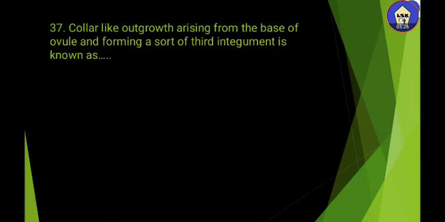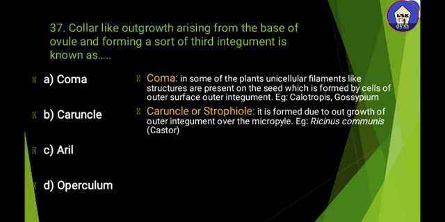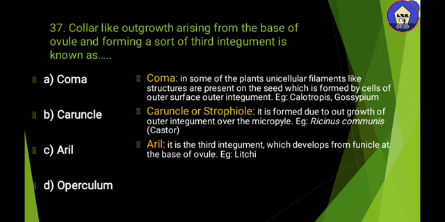Question number 37. Collar-like outgrowth arising from the base of the ovule and forming a sort of third integument is known as: caruncle, aril, operculum. In some plants, unicellular filament-like structures are present on the seed, which is formed by the cells of the outer surface of integument. Example, Calotropis, Gossypium. Caruncle or strophiole, just now we studied about that, is formed due to the outgrowth of outer integument over the micropyle.